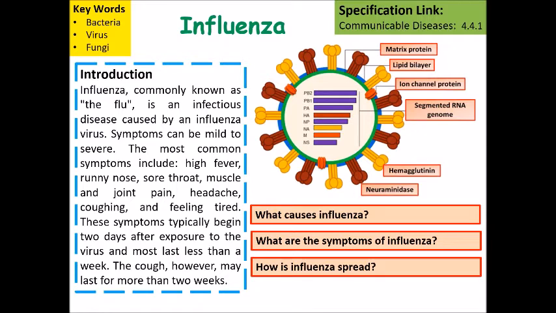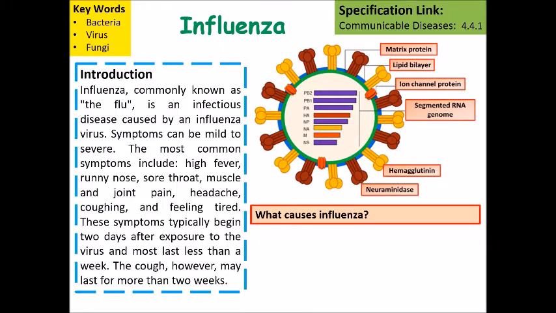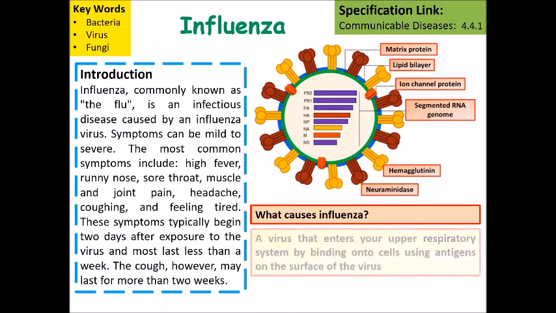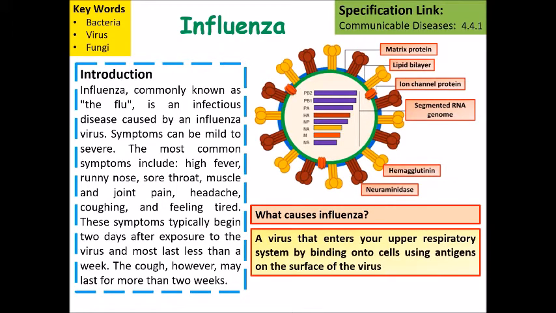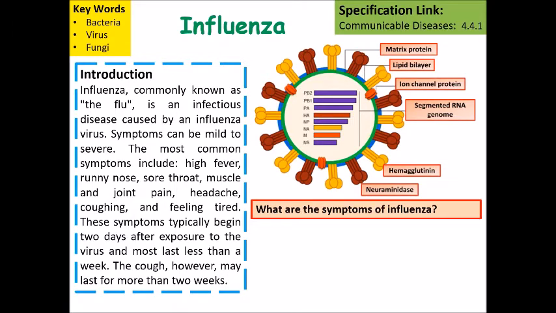So here there are 3 short questions. Pause the video, have a go at them, then go and have a look at the answers. So what causes the influenza? In short, a virus that enters the upper respiratory system and binds onto the cell using antigens on its surface. Specifically, it uses the hemagglutinin and neuraminidase antigen.